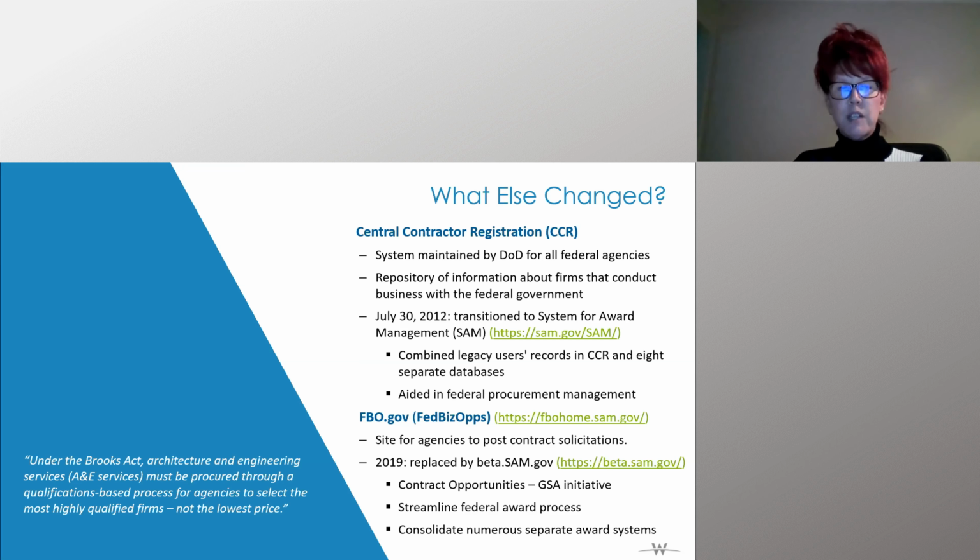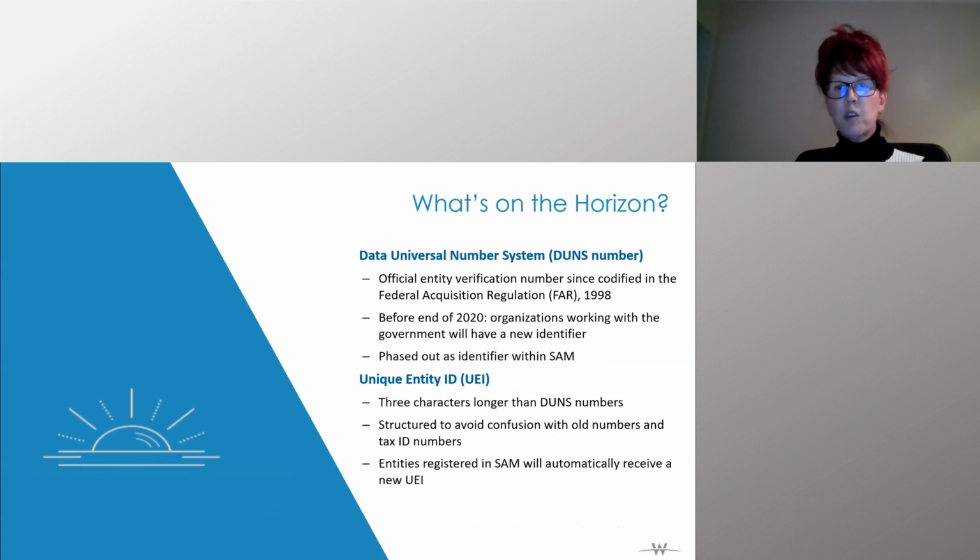So the FedBizOpps, as we knew it, was a site for agencies to post contract solicitations. So in 2019, FBO was replaced by beta.SAM. And this is, again, another initiative on the part of the GSA to streamline federal award processes while consolidating numerous separate other systems. So now that we know what's changed, what's on the horizon?